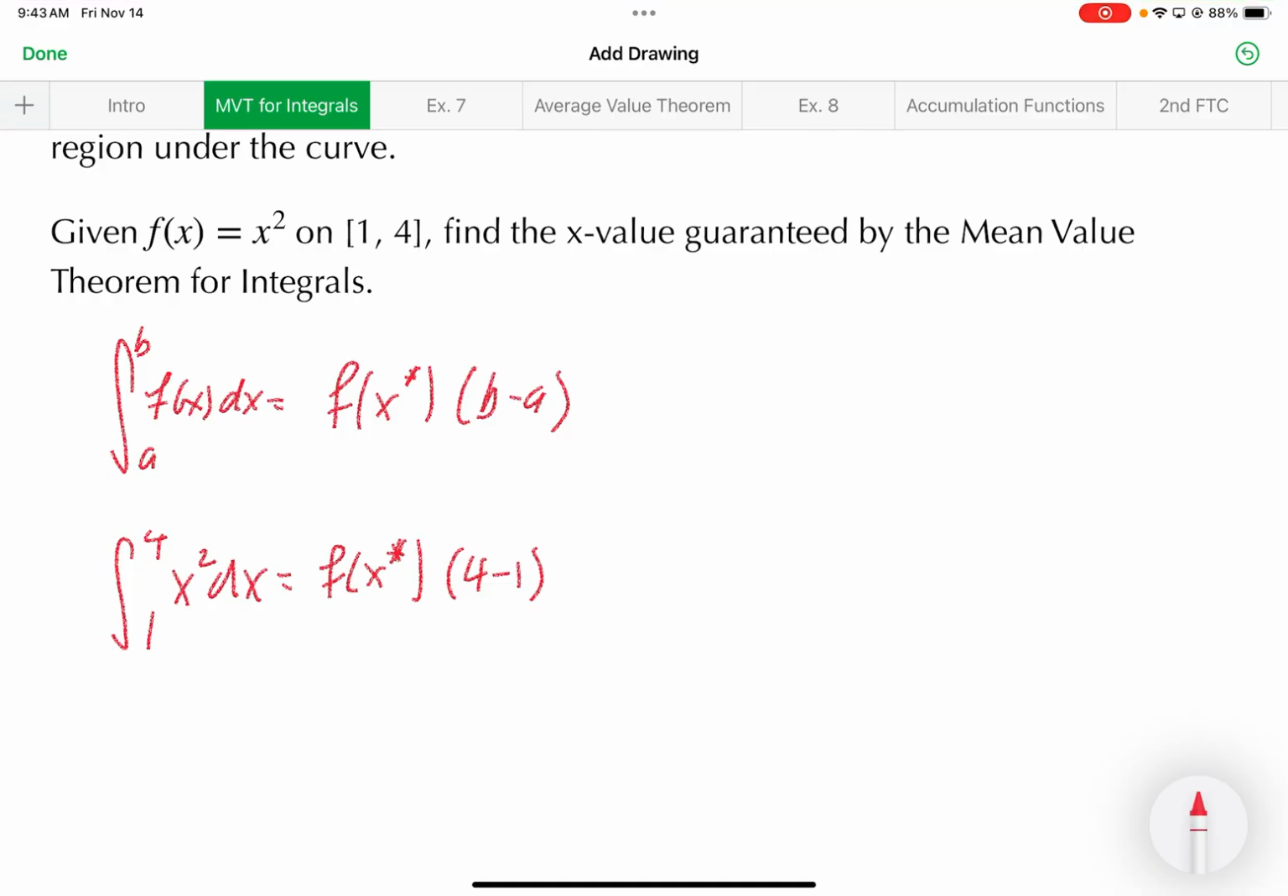You can think of these three pieces as three separate quantities. Let's say it's number 1, number 2, number 3. I can find number 3 easily just by using my interval, 4 minus 1 in this case. Number 1 I can find as well. That's just the value of my definite integral. And so number 2 is what we want to isolate and find, because we want to find the x value, we want to find x star.